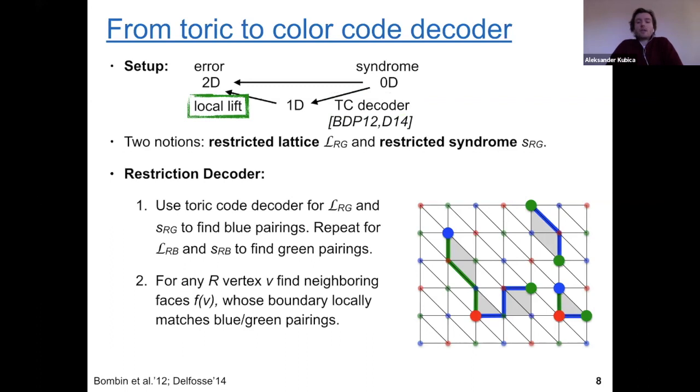In the second step of the algorithm, what I will do is the following. For any red vertex in the lattice, I will find neighboring faces whose boundary locally matches the pairings from step 1. So let's see that with an example. For this red vertex, I find some subset of neighboring faces, hatched pink faces, whose boundary matches the pairing. And I do it for each and every red vertex in the lattice. And in the last step, I will return as a color code correction all the faces picked in step 2. And this is a valid color code correction.